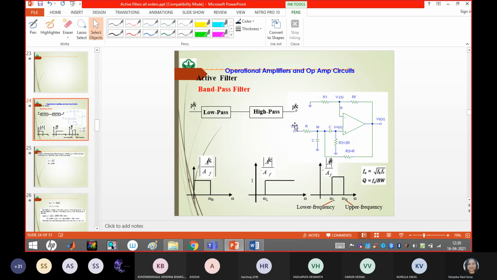Guys, is the pointer visible to you on my screen? No? Okay.